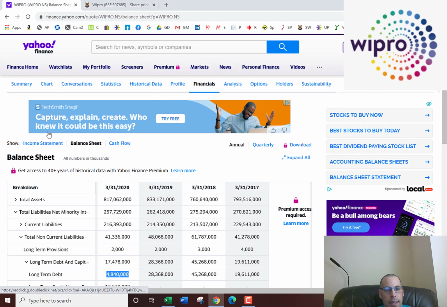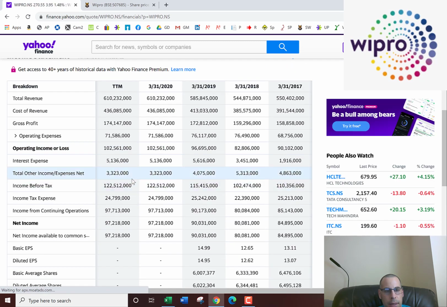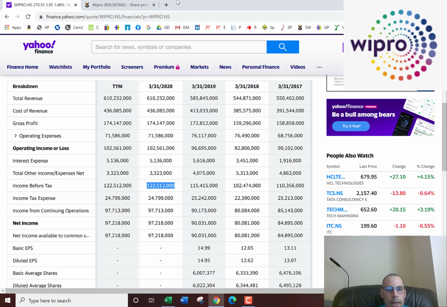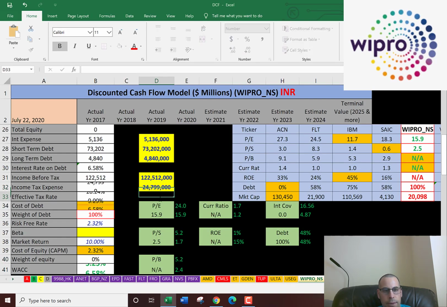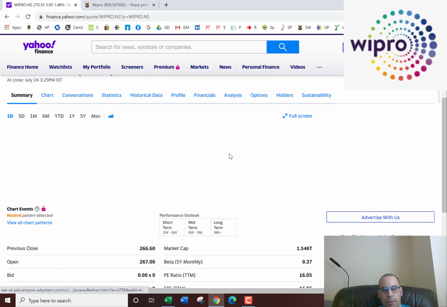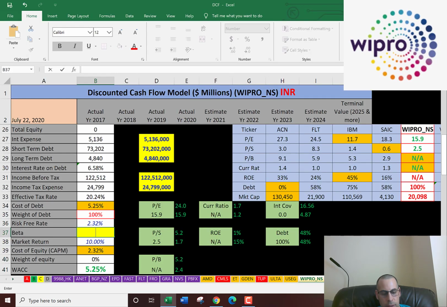Since interest payments are tax deductible, let's get their effective tax rate. We'll go back to the income statement. And the income before tax is 122 billion. And the income tax is 24 billion. So the effective tax rate is 20%. The cost of debt is 5.25%. To get the cost of equity, we need the beta. That's how volatile the stock is relative to the market. And they have a really low beta, 0.37. So it's a pretty safe stock to invest in.